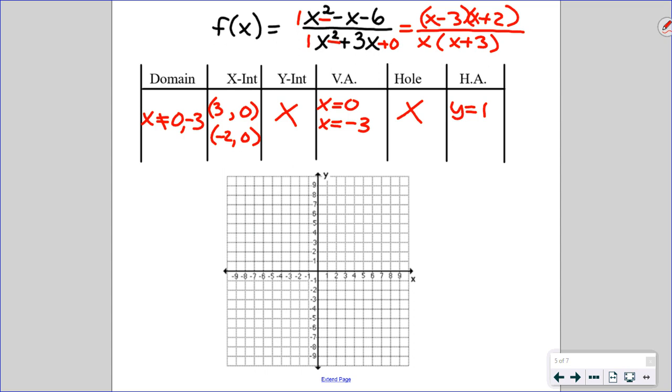Okay, now, let's start with sketching the asymptotes. So we have x equals 0, which is the y-axis. We have x equals -3. And then we have y equals 1.